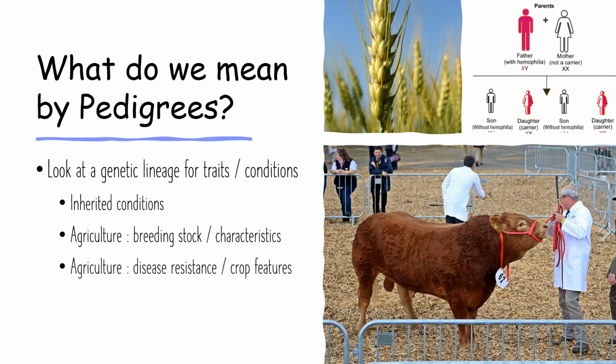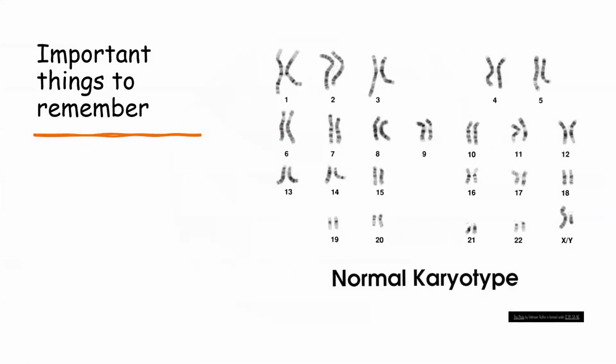Also within agriculture, we're looking at disease resistance and certain crop features, okay? So the whole idea of following pedigrees is really quite important. However, it is a tricky thing to get our heads around. So let's start at the beginning, okay?